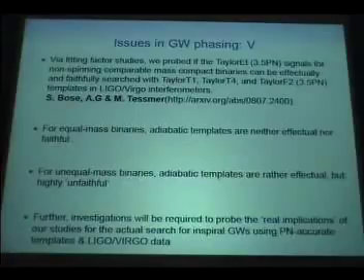So if they are very close, you will see that your template is very faithful. So what we found is that adiabatic templates are neither effectual nor faithful compared to these non-adiabatic templates.